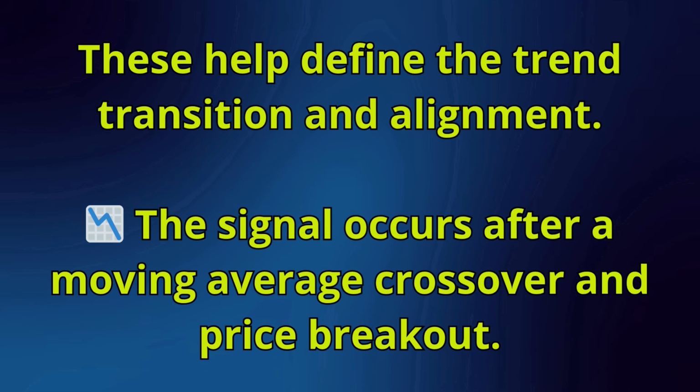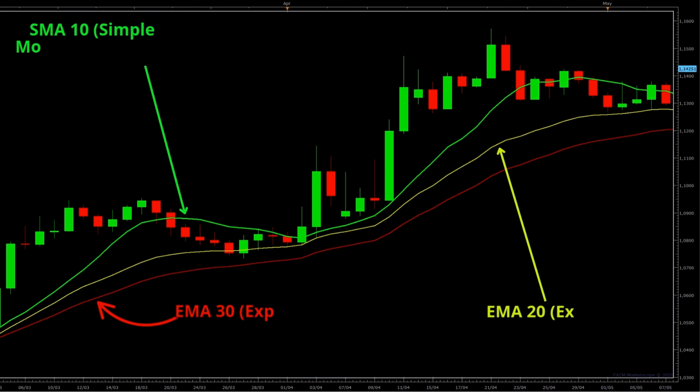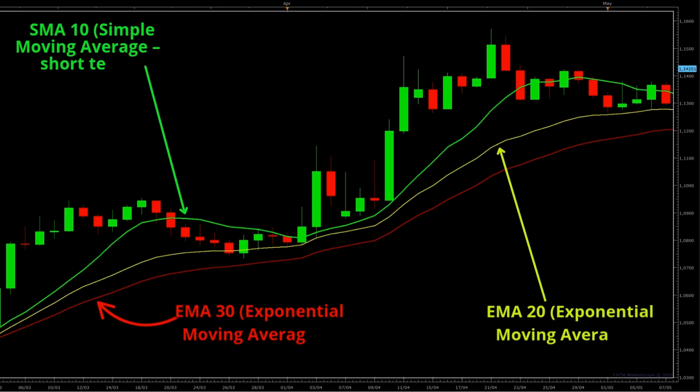The power of using these three indicators together lies in how they define a trend's transition from one state to the next. It is critical to understand, however, that our final signal is a two-stage process. It requires first a moving average crossover, which is then confirmed by a subsequent price breakout. Let's see what this looks like on an actual price chart. The bright green line is our short-term SMA 10. The yellow line represents the medium-term EMA 20. And finally, the red line at the bottom is our long-term EMA 30. This is the visual layout we will be working with.